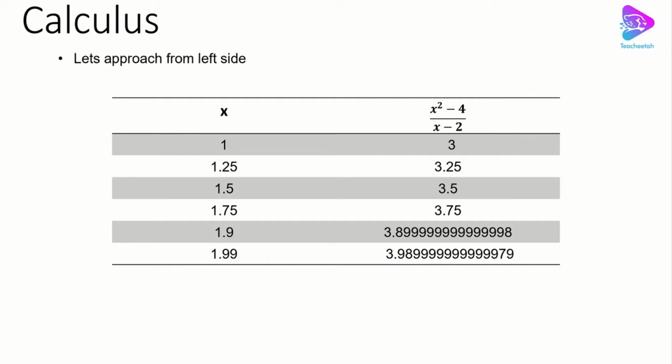So if I plug in 1.99, the answer is going to be 3.989999 all the way to 9. As you can see here, if I approach from the left side or the right side, the answer is converging to one specific number, which is 4. And it means this limit exists, and we'll talk about this concept in our future videos.